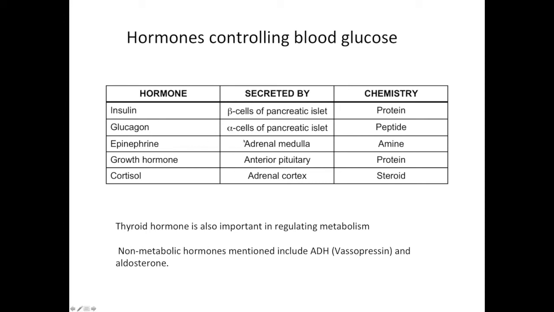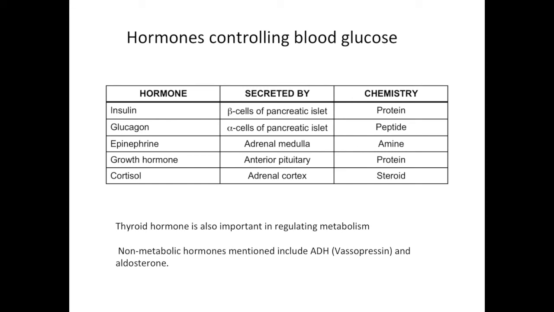Then there's epinephrine, which comes from the adrenal medulla, and growth hormone that comes from the anterior pituitary, and then cortisol, which comes from the adrenal cortex. Now, glucagon, epinephrine, growth hormone, and cortisol all raise blood glucose levels, and insulin is the only one of these that actively works to lower blood glucose levels.